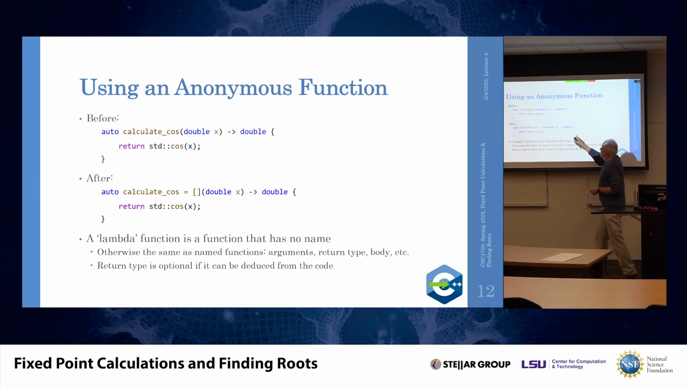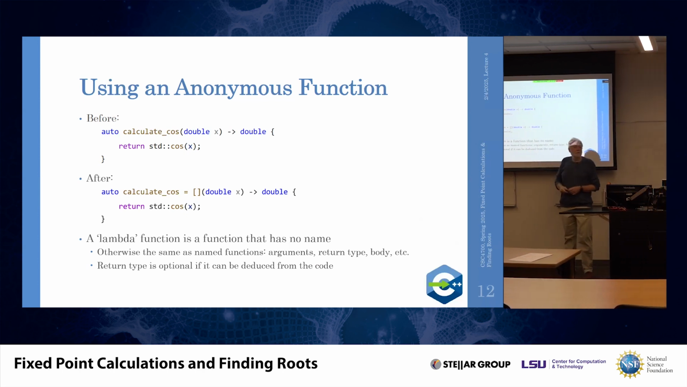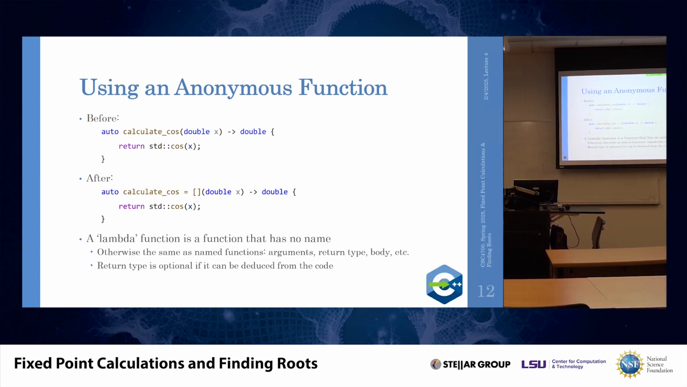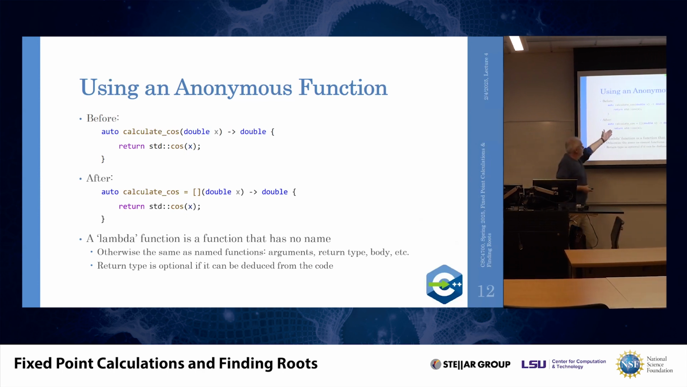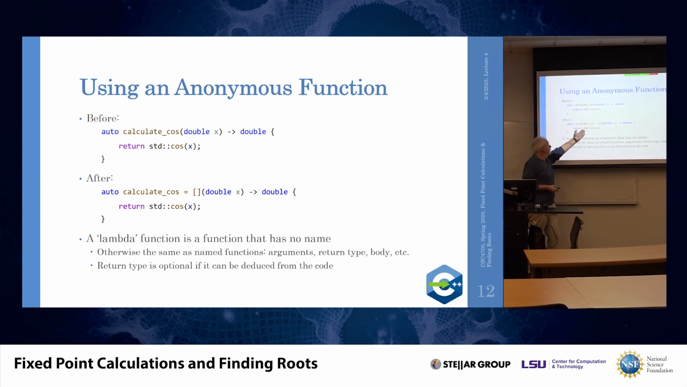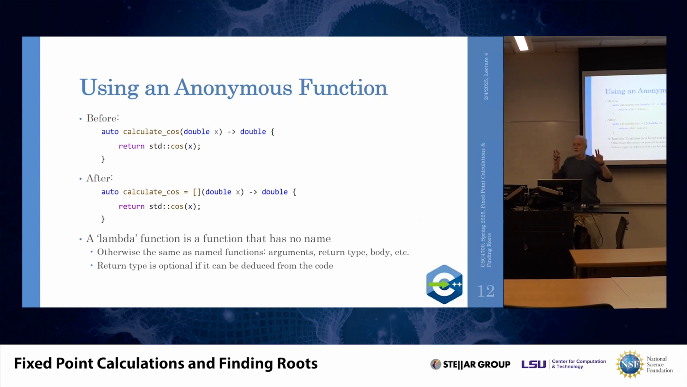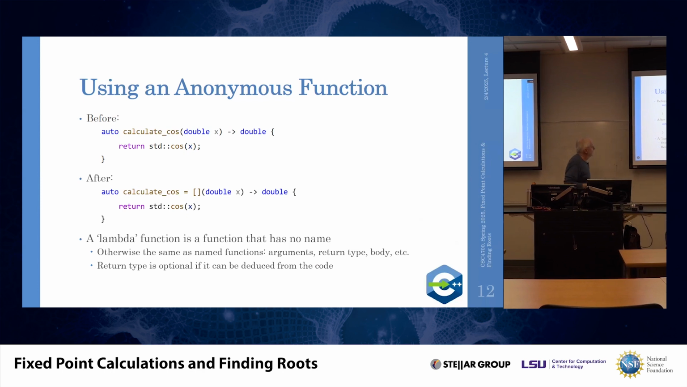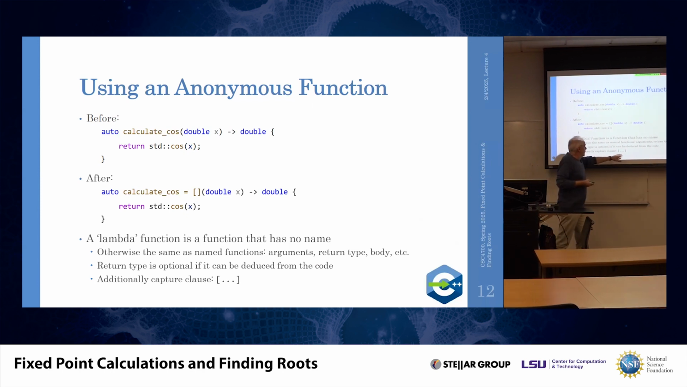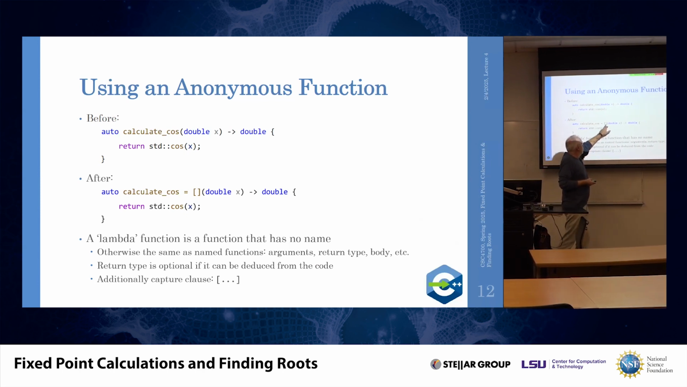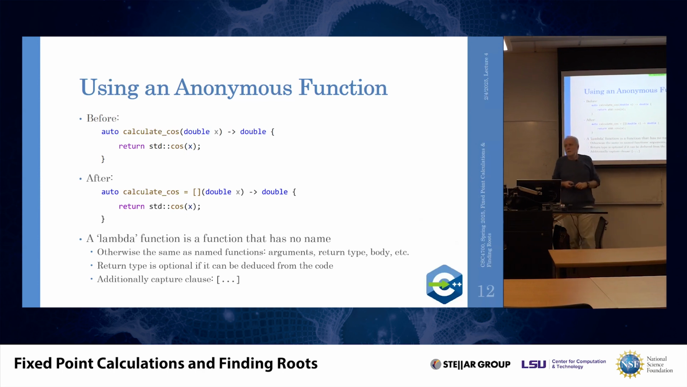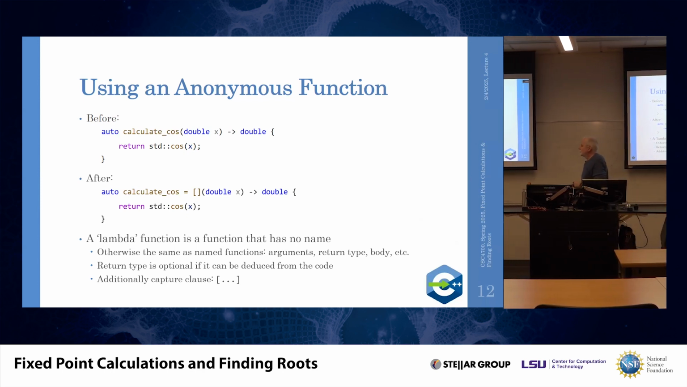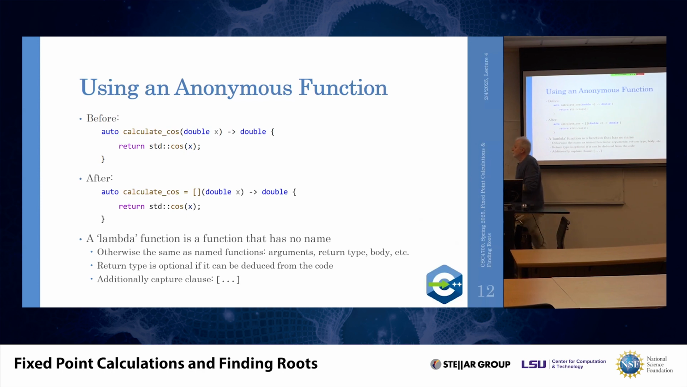The return type, though, is optional if the compiler can figure it out for itself. So in this case, it's clear that there's only one return statement, and that return statement generates a double. So the return type has to be a double. So why write that if the compiler can figure it out for us? The other thing is that there's an additional what's called a capture clause, things that might go in between the two brackets, and we will use that later on, and I will explain it as we go.